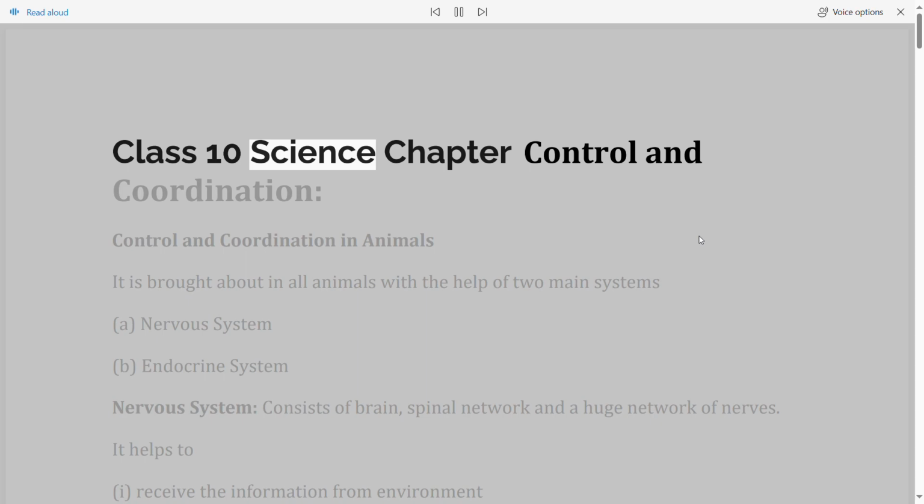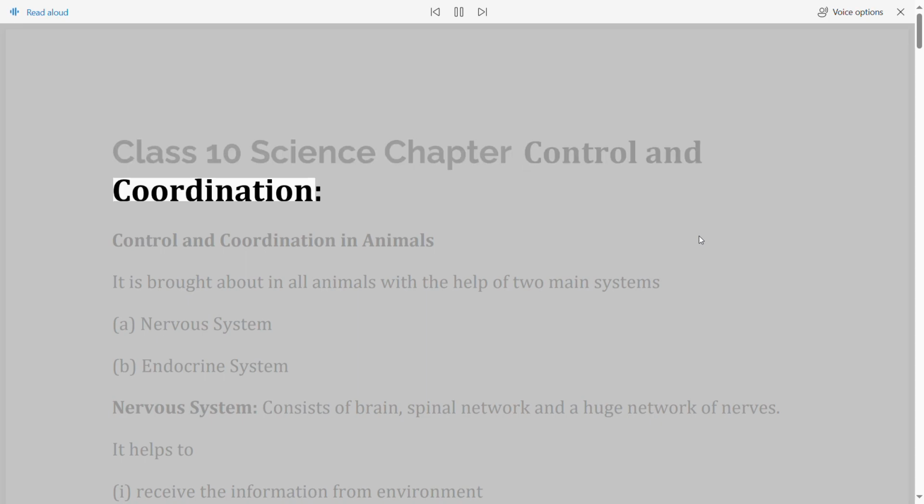Class 10 Science Chapter Control and Coordination. Control and coordination in animals. It is brought about in all animals with the help of two main systems: A. Nervous system, B. Endocrine system.